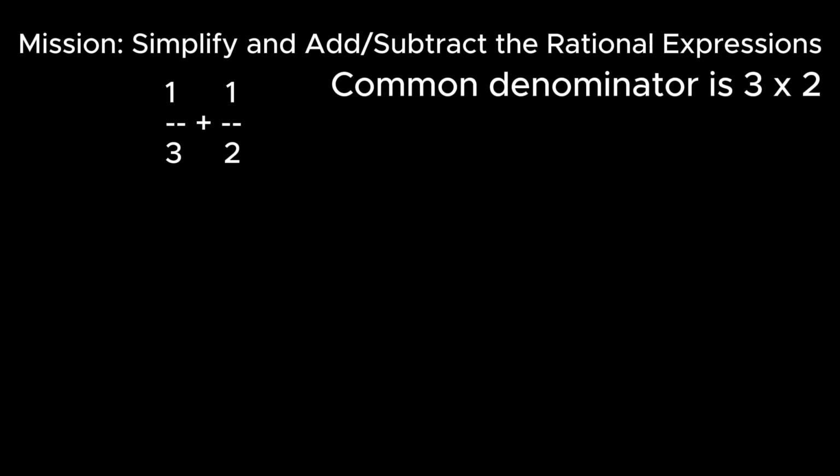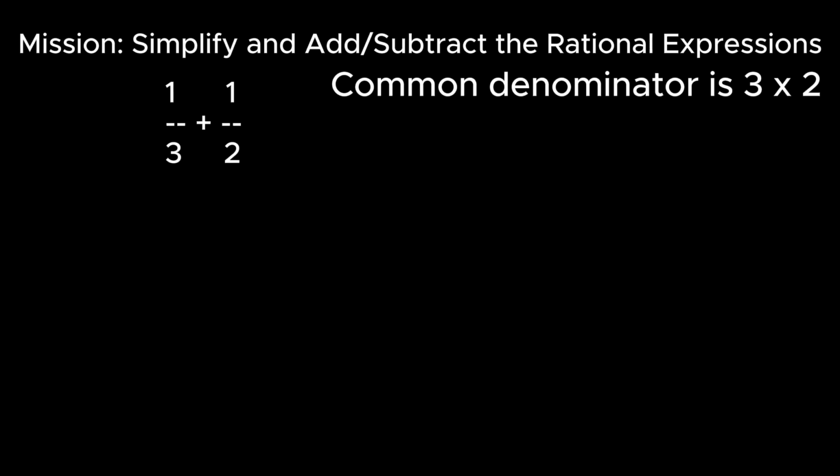Now, some of you still might be confused about what's going on. So let's scale the difficulty down. Let's do an easier problem. We have 1/3 plus 1/2. How would we solve this problem? Well, we would find the common denominator, which is 6, because 3 times 2 is 6.